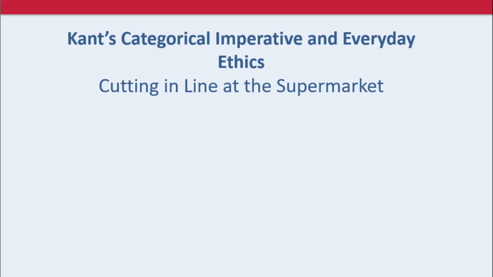In this presentation I will explain Kant's deontological ethics and apply his idea of the categorical imperative to a simple everyday situation, cutting in line at a supermarket. Although this example seems small, Kant's ethical theory helps explain why actions like this can still be morally wrong.